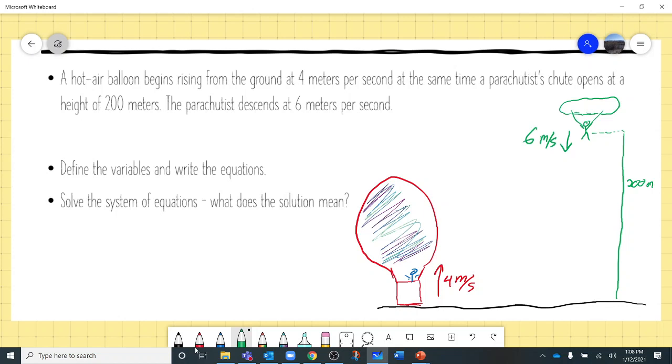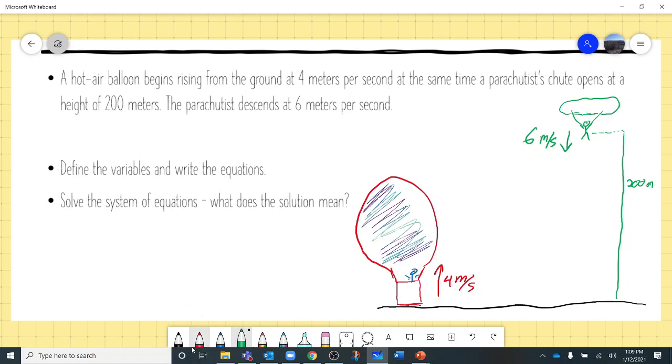Okay, so what are we trying to figure out with this? Well, this picture is fine. You could figure out a lot of things. You could figure out how long it is going to take the parachutist to get to the ground, how long it is going to take the balloon to get up to 200 meters, or when they are going to be at the same height. But either way, what we're going to do is write out two equations, and we're going to make them based off of height.